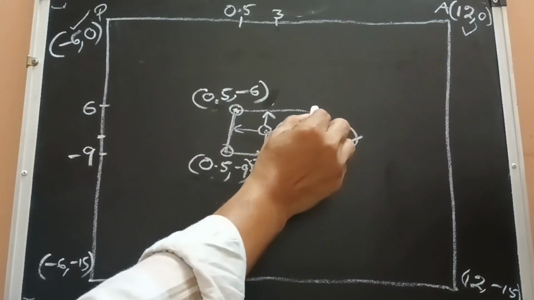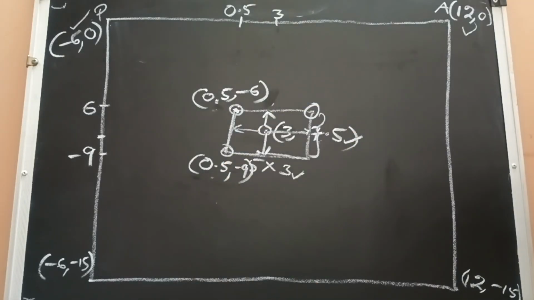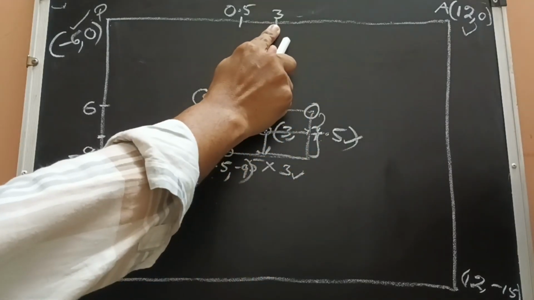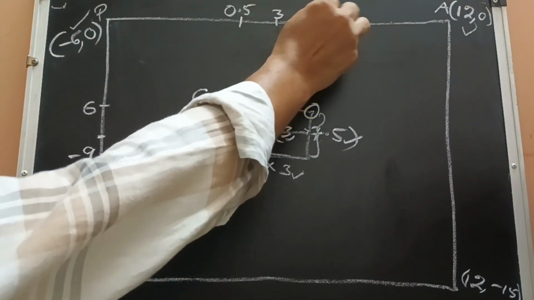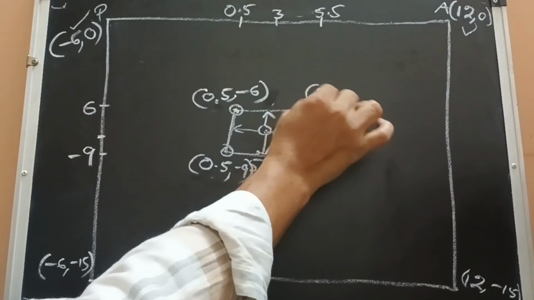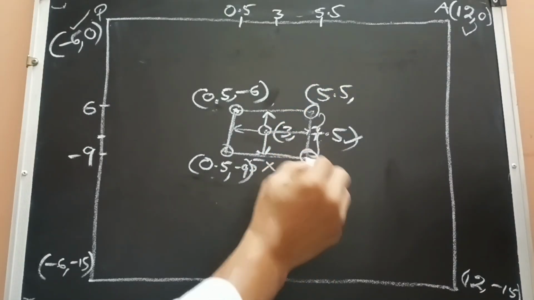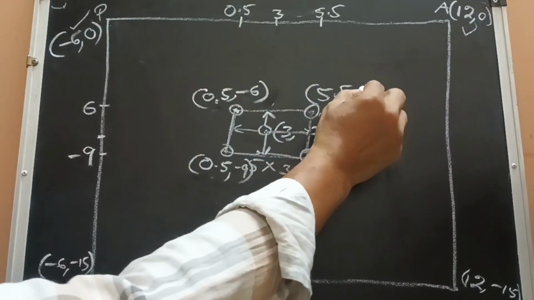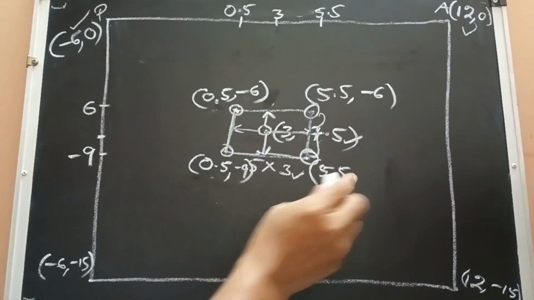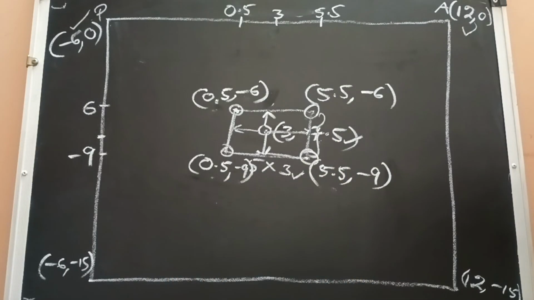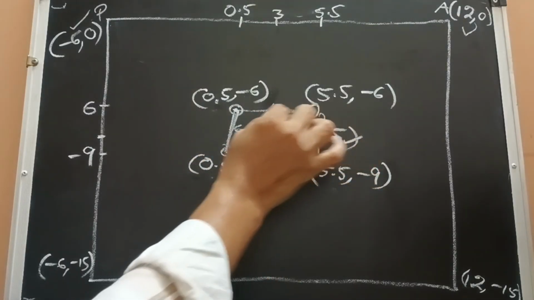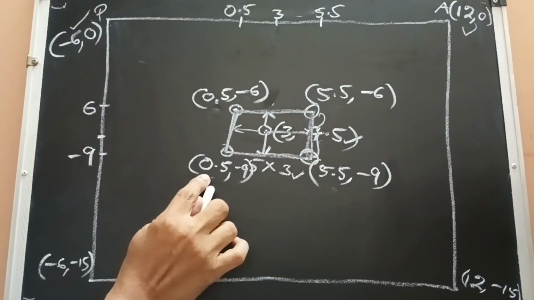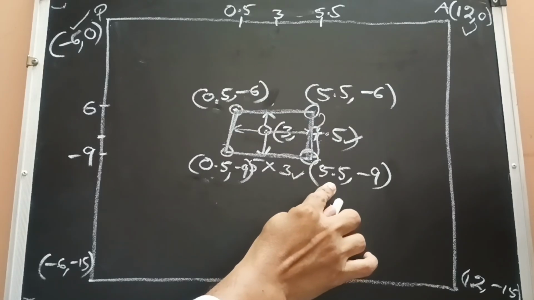And next, coming to these coordinates. For these coordinates, how to find the x value? Same procedure. Here add 2.5. If you add 2.5 to 3, you get 5.5, which is the x coordinate for this coordinate, 5.5. And here 5.5. What is the y coordinate? Same here, minus 6. And here, same, minus 9. Therefore, the coordinates of this dining table are 0.5 comma minus 6, 5.5 comma minus 6, 0.5 comma minus 9, 5.5 comma minus 9.